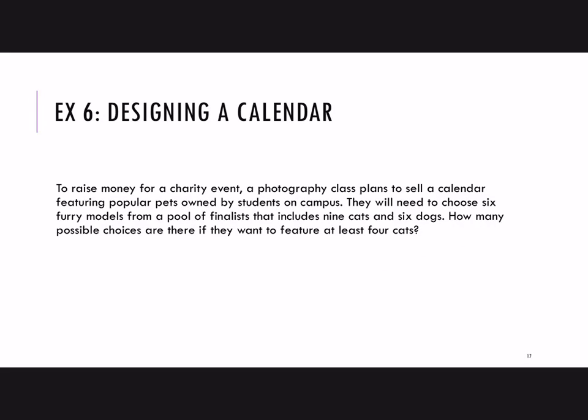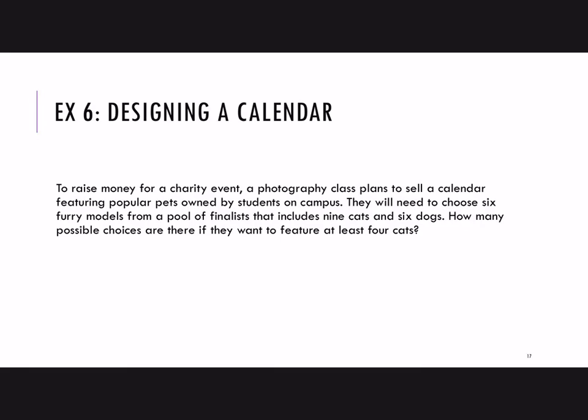All right, here's another one. See if you can notice a difference between this example and the last. To raise money for a charity event, a photography class plans to sell a calendar featuring popular pets owned by students on campus. They will need to choose 6 furry models from a pool of finalists that includes 9 cats and 6 dogs. How many possible choices are there if they want to feature at least 4 cats?